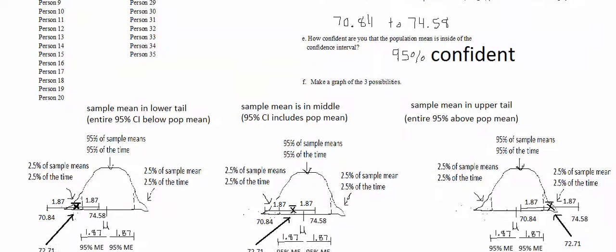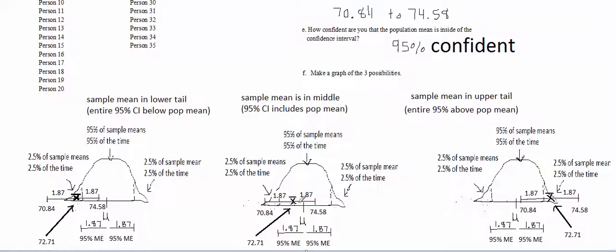Now I say to make a graph of the three possibilities. So these are the three possibilities. The sample mean could be in the lower tail, in the lowest 2.5% of sample means. Your sample mean could be in the middle 95%, or your sample mean could be in the upper 2.5% of sample means.